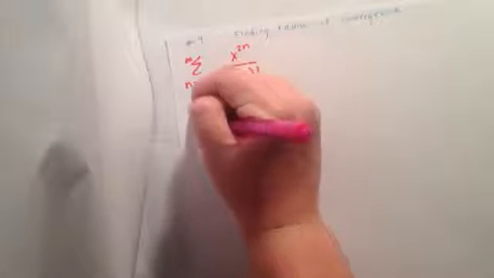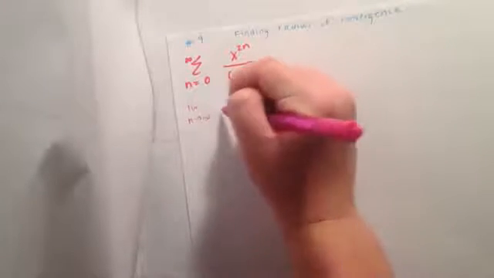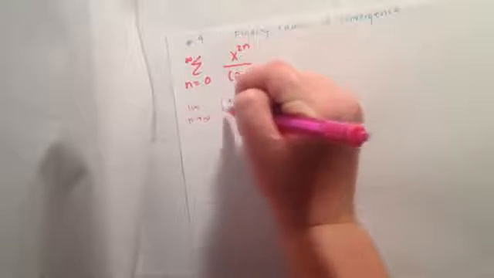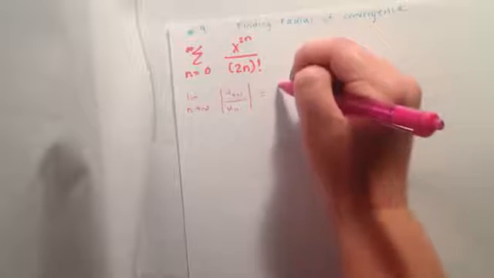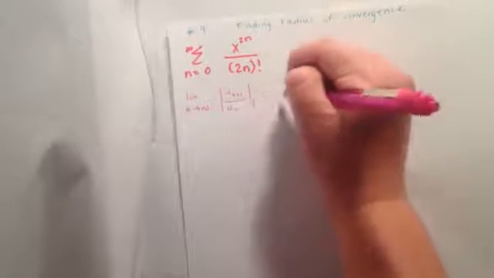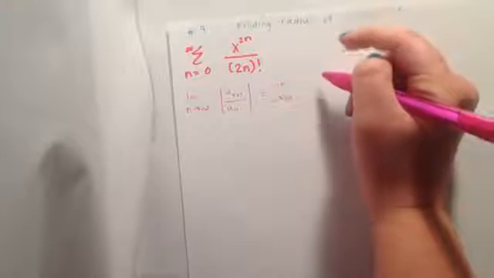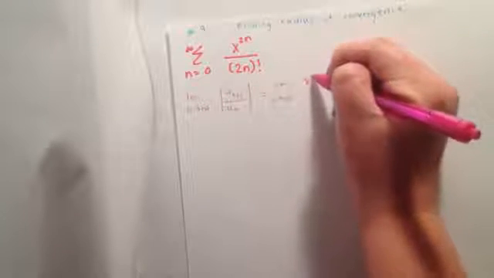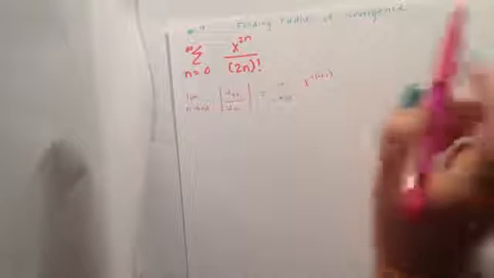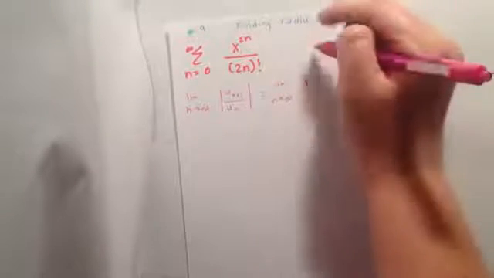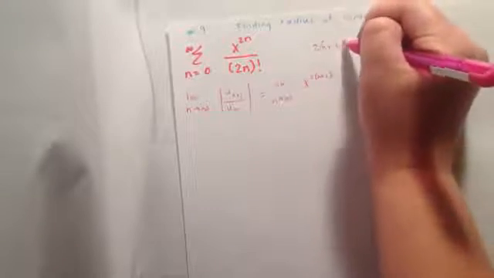So, again, we're going to use the limit as n approaches infinity of u subscript n plus 1 over u subscript n. And now we're just going to plug n plus 1 in for any n. So, we'll have x times 2 times n plus 1. You got to be careful with this. It's not just 2n plus 1. You want to remember the parentheses here, so you distribute the 2.